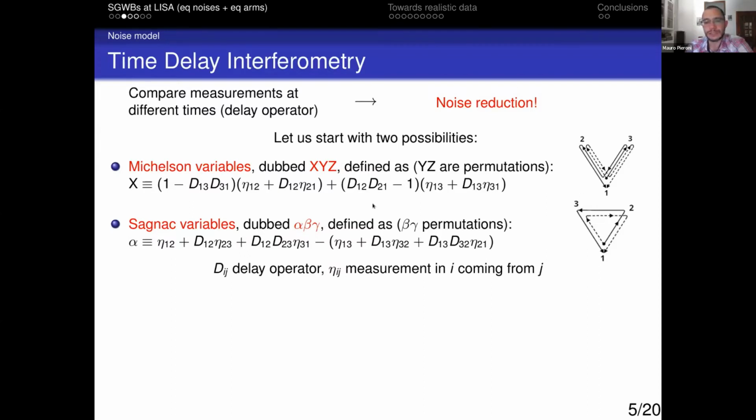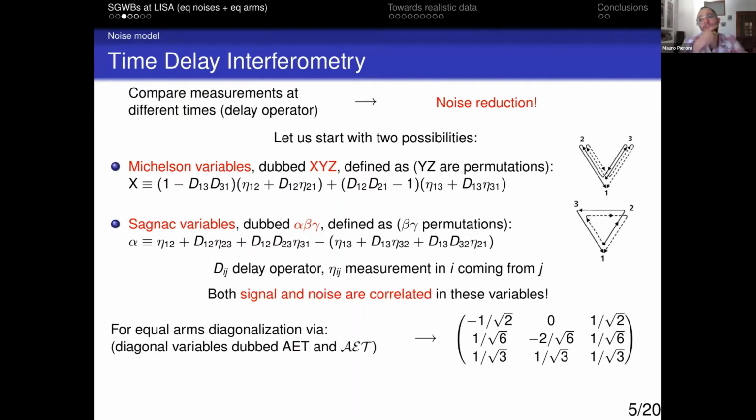So Michelson is something very simple. It's just comparing what's happening along one arm compared to another one. So basically this thing versus this thing. Then you can add some extra loops to compensate for Doppler effects. On the other hand, Sagnac variables are just one loop in one direction versus the same loop in the opposite direction. So very plain and simple.